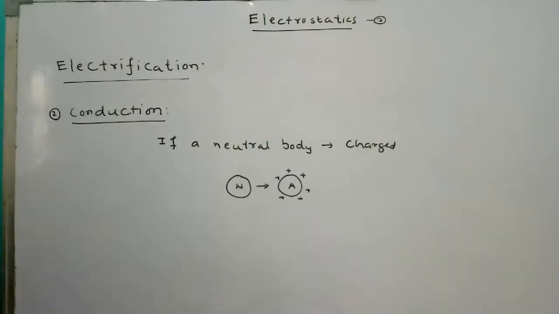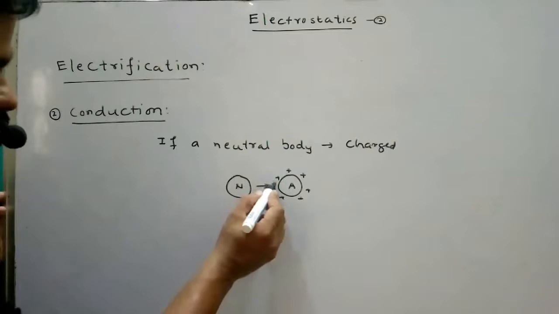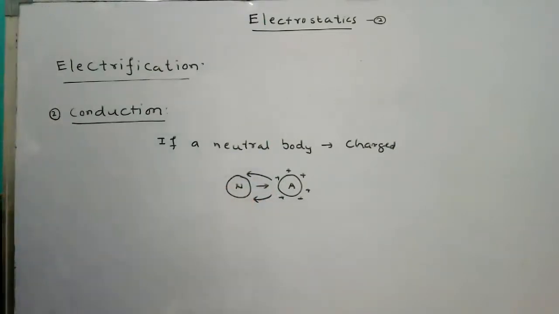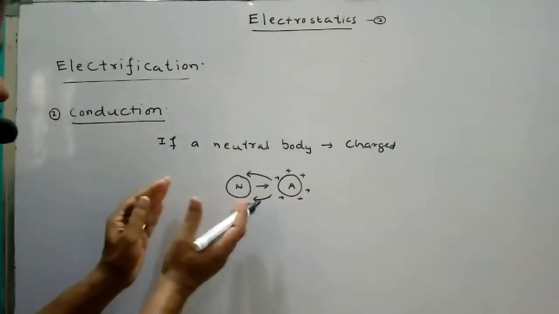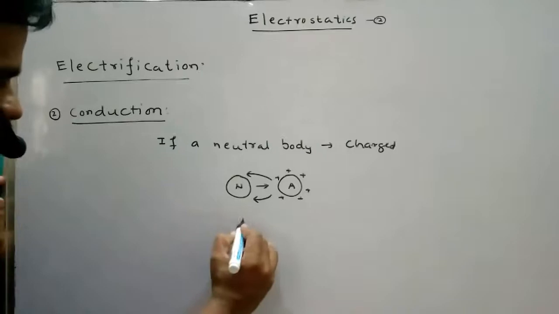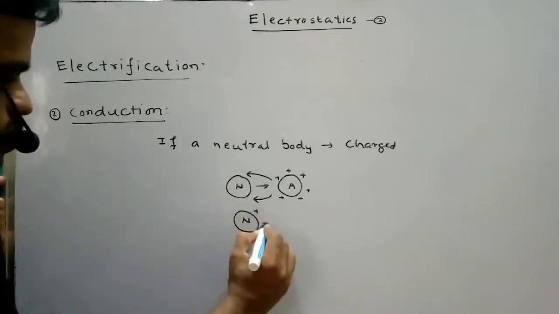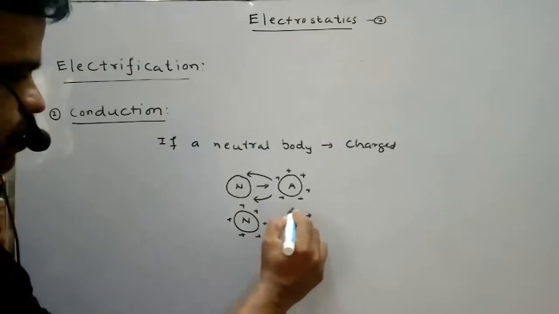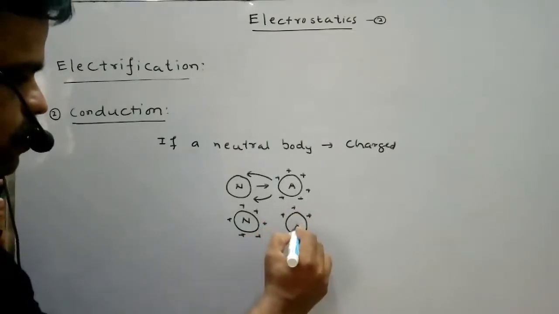The charged body transfers the charge to the neutral body. Then the neutral body gets positive charge. Here the body A is positive charge.